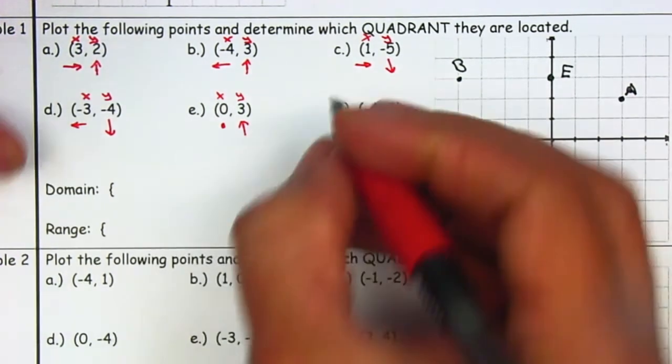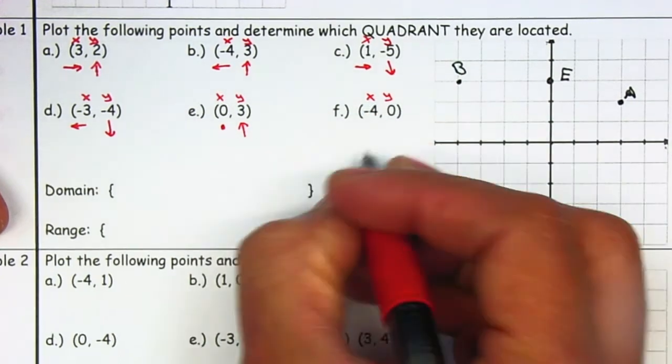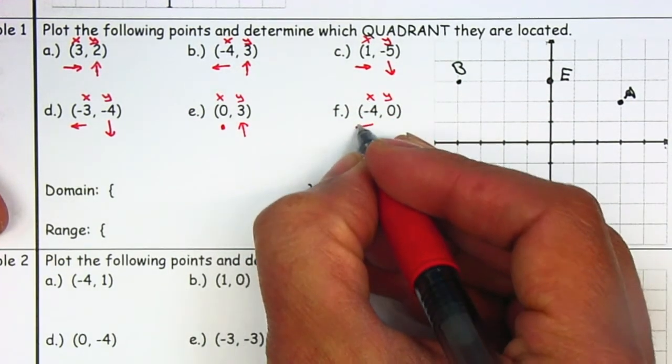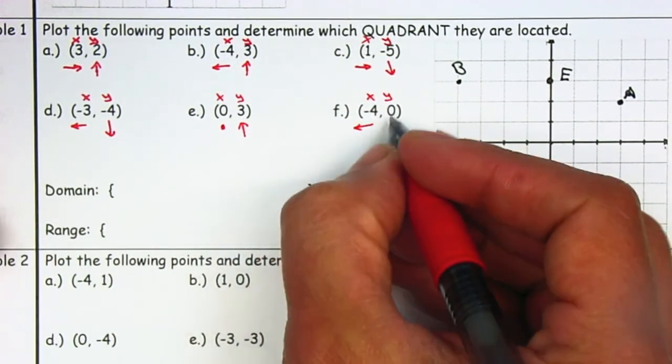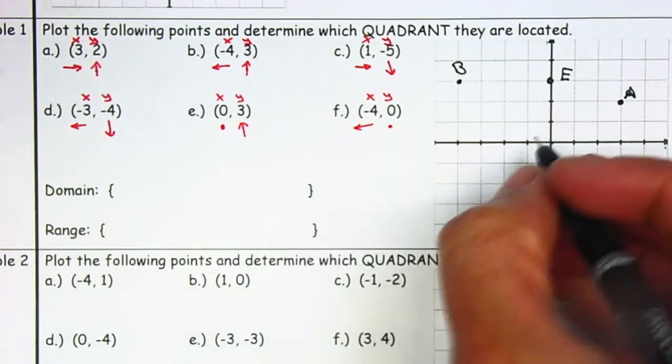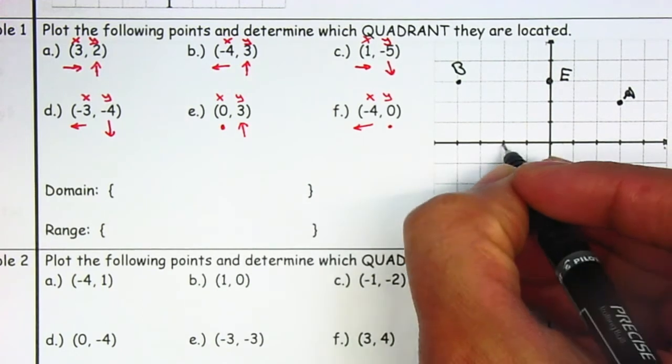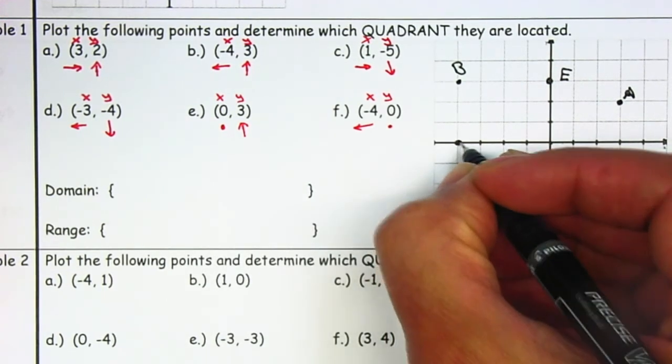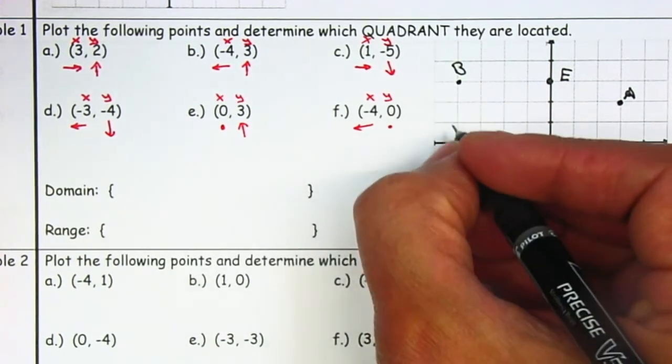For letter F, x, y. The x will tell me to move to the left 4 because it's a negative 4. And then I'm just going to stay there because it's a 0. So I'm not going to go up or down. So 1, 2, 3, 4. And we're going to stay there. So that'll be letter F.